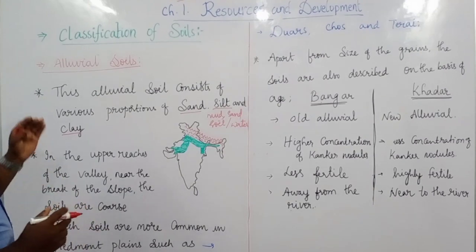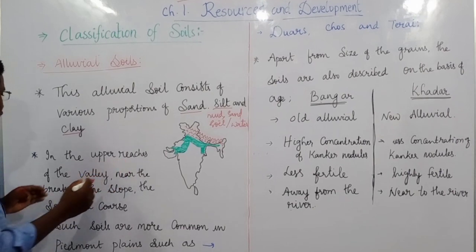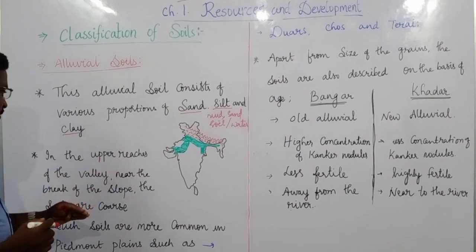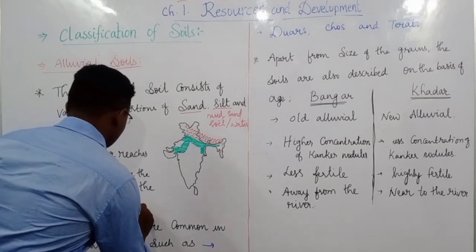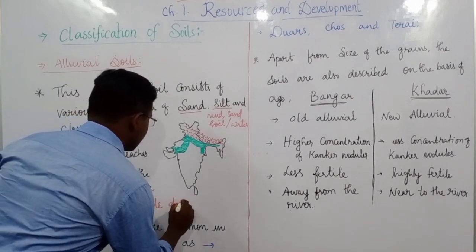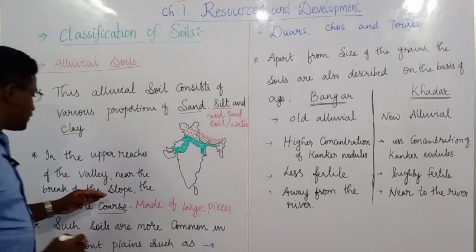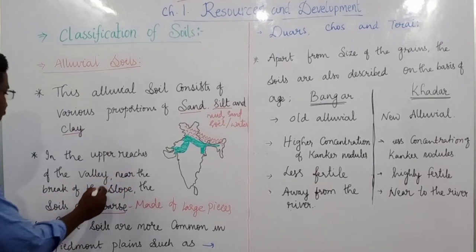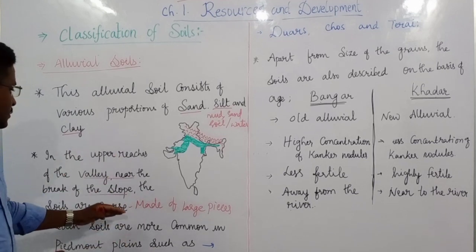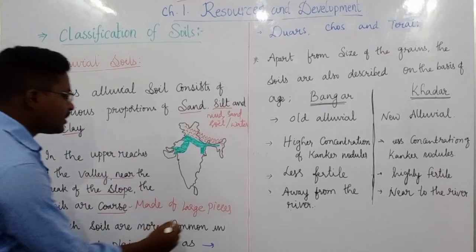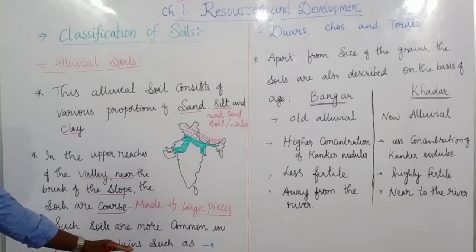Another thing about these alluvial soils is that in the upper reaches of the valley, near the break of the slope, the soils are coarse. Coarse here means made of large pieces. So in the slope regions near the valley, near the break of the slope, the soils are somewhat coarse, that means they are made up of large pieces, and such soils are more common in Piedmont plains.